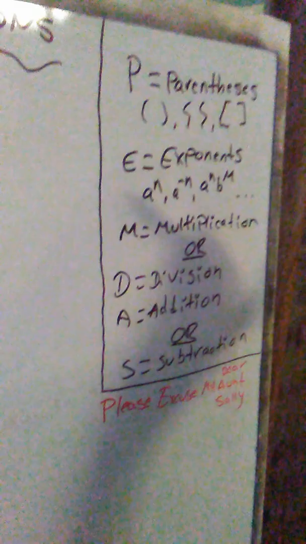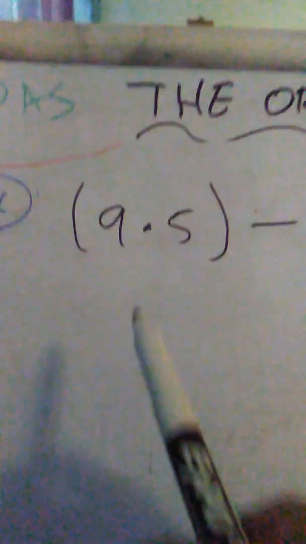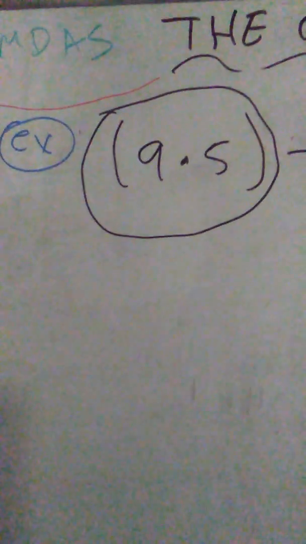Well, let's go back to the equation. Oh, yep, I see a set of parentheses, and it's right here. Now, you ask yourself the question, is there anything inside of the parentheses? Yes, it's two numbers being multiplied together: 9 times 5. And take your time when you are doing the computations.